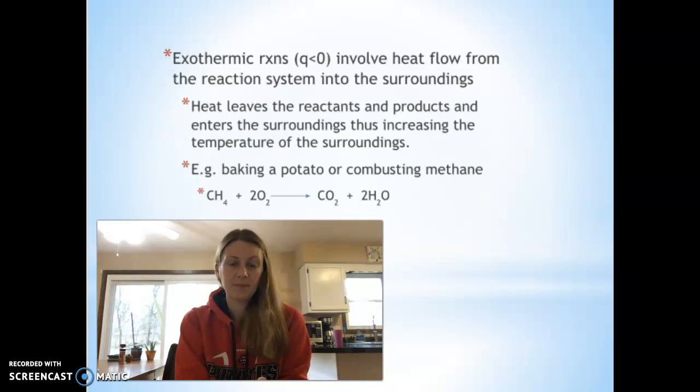Exothermic reactions are the opposite of endothermic reactions. So in this case, Q is going to be negative, and it'll involve heat flow from the system to the surroundings. So heat has to leave the reactants and products and enter the rest of the universe, and it will increase the temperature of the surroundings. So the example for that is like combusting methane, which is what we do when we light our Bunsen burners. The equation down there, you can see CH4 plus the oxygen in the atmosphere is going to burn, creating carbon dioxide and water. And that is an exothermic reaction because it is releasing energy into whatever it is that is surrounding it.